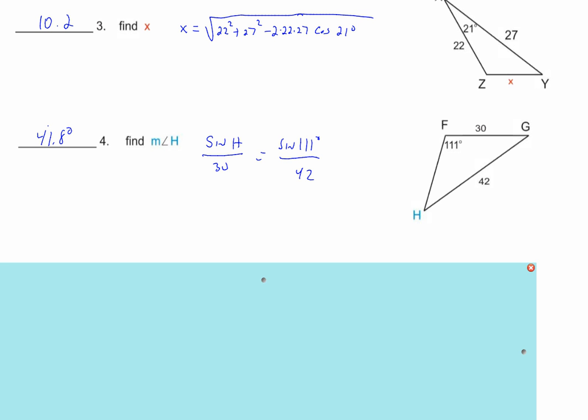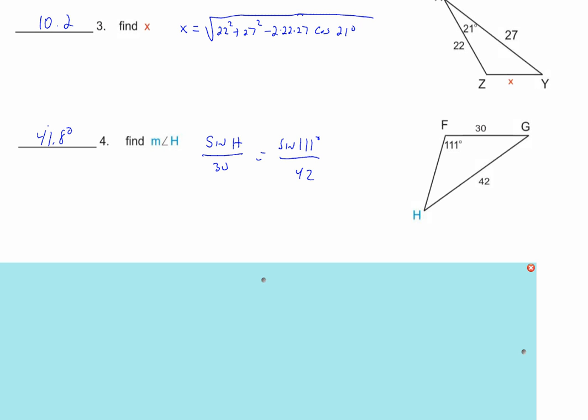Okay, this one you should be done by now. If you're not completely understanding, because this is straightforward. Law of sines. Sine h over 30 equals the sine of 111 over 42. It's a pretty quick calculation on this one.